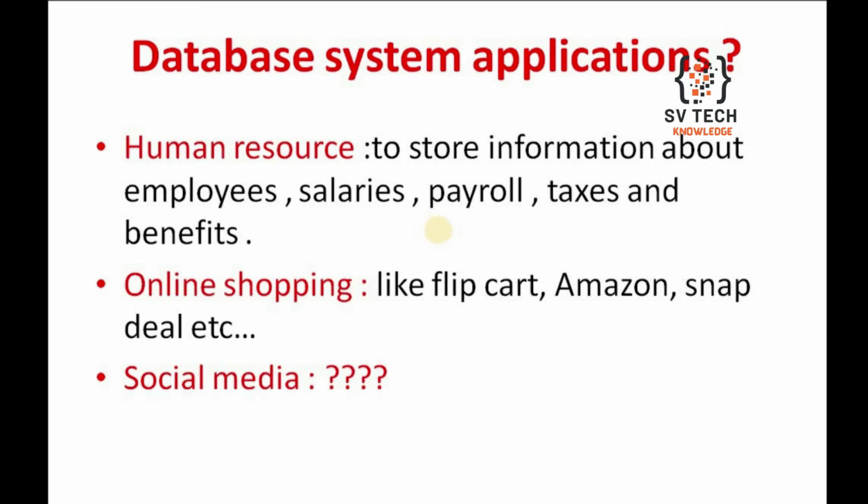Next one, online shopping. Online shopping like Flipkart, Amazon, Snapdeal, Meesho, like this we have so many online shopping websites. To store data and manage data, these online shopping companies use database management systems. Social media: we already know Facebook, Instagram, LinkedIn. Social media stores a huge amount of data with the help of a database management system, and it manages it.